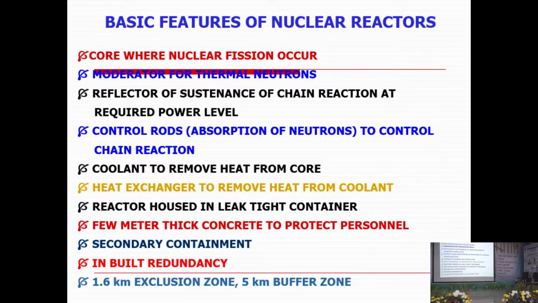A few meters thick concrete is used to protect the personnel, because, as already discussed yesterday, the interaction of gamma energies will be very less, so we have to use a very large thickness of concrete to avoid the gammas or any neutrons. The secondary containment is there in case something has happened to the primary, such that at any cost no radiation should come out from the reactor. Then there is the inbuilt redundancy. Around a 1.6 kilometer exclusion zone is required in the case of power reactors, and a 5 kilometer buffer zone is required only for power reactors. Both conditions apply only in the case of power reactors.